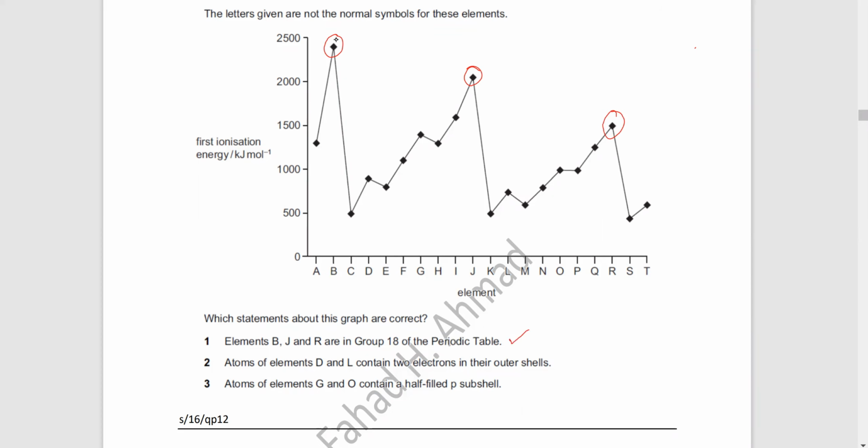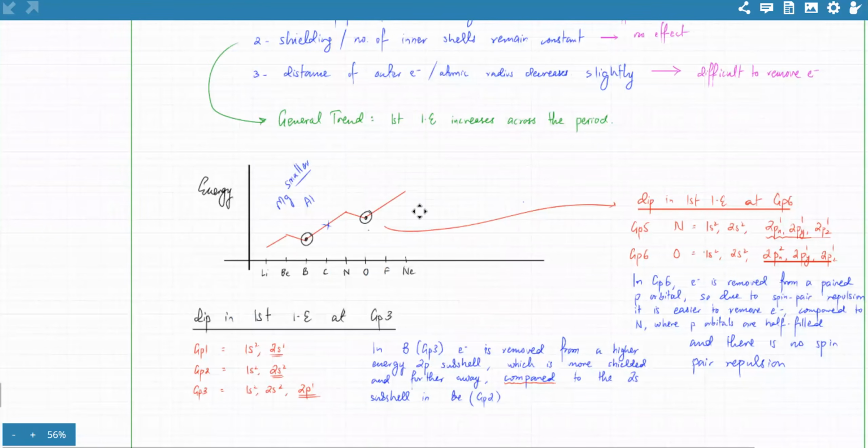Because across the period, the ionization energies keep on increasing, and the highest is that of the noble gases, at the end.